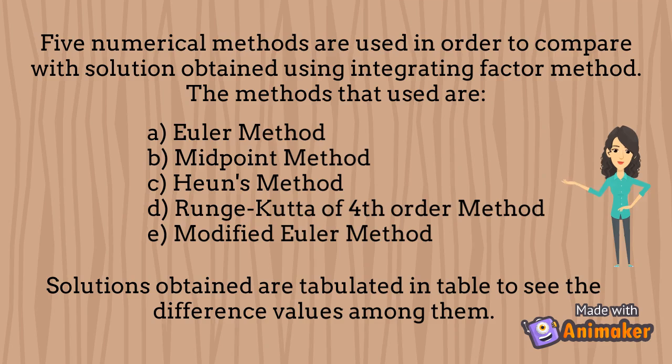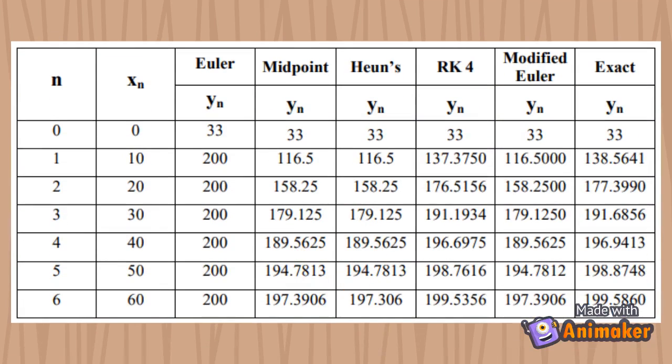From the table, we can see that the values using Euler are the same, which is 200 grams, while the midpoint and Heun's methods result in the same values from 0 till 60. Thus, we conclude that the solutions obtained from the RK4 method are more accurate since all values are almost the same as the exact ones.